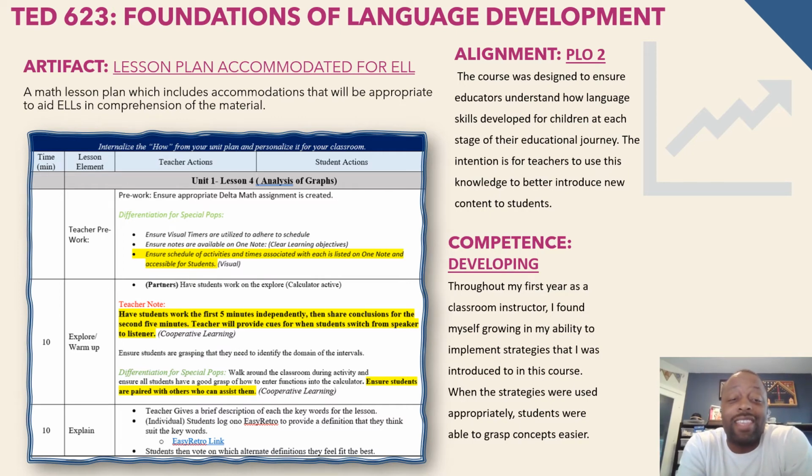The artifact that I have here is a lesson plan accommodated for ELLs. Now, even though you have an accommodation put in place for a certain population, I've understood and I've learned throughout the year that that doesn't mean that that accommodation won't aid other students.